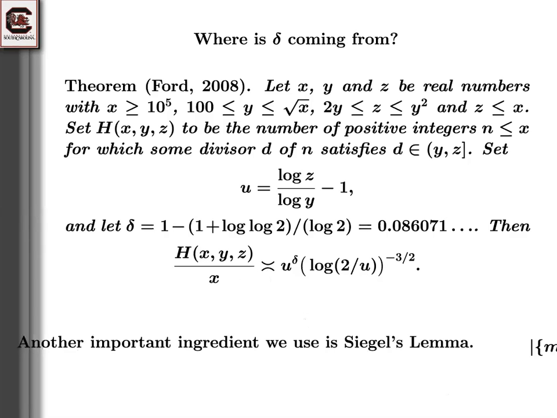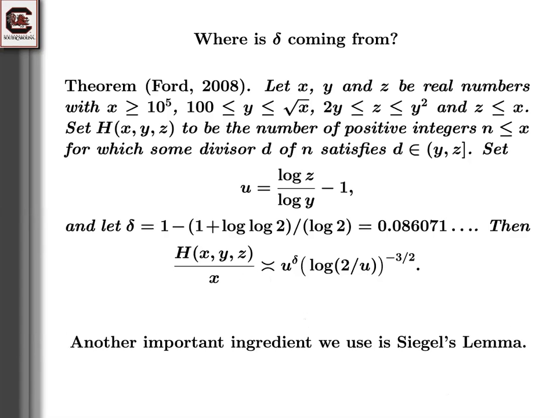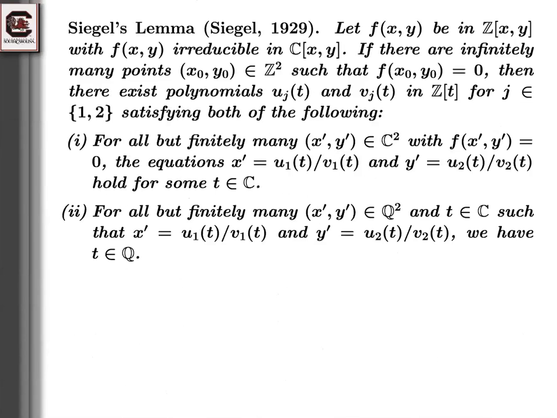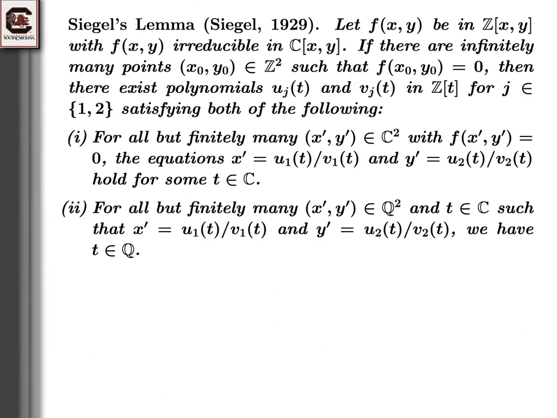For Siegel's lemma, that's what we're going to use for showing this is a Hilbert set, a universal Hilbert set. And I wrote Siegel's lemma this way. Usually you see Siegel's lemma saying you have a polynomial f(x,y) in Z[x,y] that's irreducible over the complexes. If the genus is greater than or equal to 1, then there are finitely many points on the curve where you get 0 here. So here I'm saying there are infinitely many points on the curve.